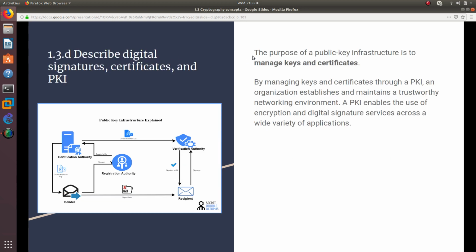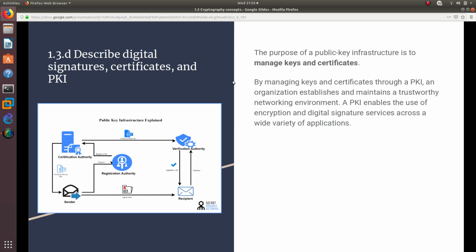So now let's move on to the PKI and what a PKI is. The purpose of the public key infrastructure is to manage keys and certificates. By managing keys and certificates through a PKI, an organization establishes and maintains a trustworthy networking environment. A PKI enables the use of encryption and digital signature services across a wide variety of applications.